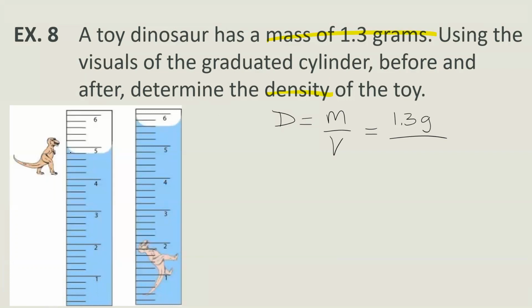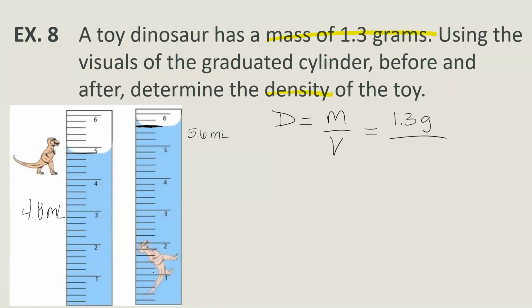So now I have to look at the graduated cylinder. You always look at the meniscus, which is this bottom level here. Okay? And this is 4, 4.2, 4.4, 4.6, 4.8, and then 5. So my initial volume, without the toy added, was 4.8. They added the toy, it pushed the water level up. Now I'm right here. 5, 5.2, 5.4, 5.6. So my new volume is 5.6.